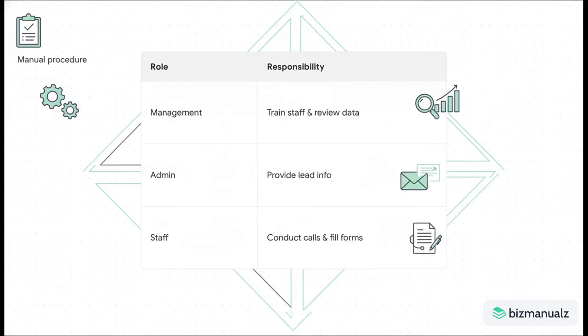Now, obviously, a great procedure is totally useless if everyone is confused about their role, right? So the manual eliminates role confusion by laying out crystal clear job descriptions. Sales management is tasked with training the staff and reviewing data. Administrators handle providing the leads, and the sales staff themselves are responsible for conducting the calls and filling out those worksheets we just talked about. There is absolutely zero ambiguity about who is doing what.